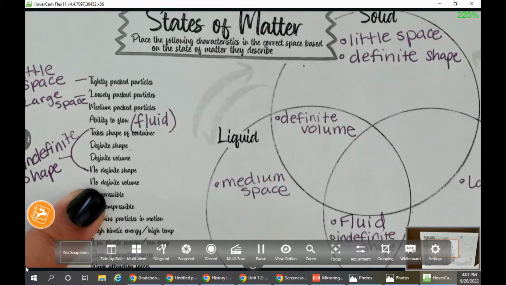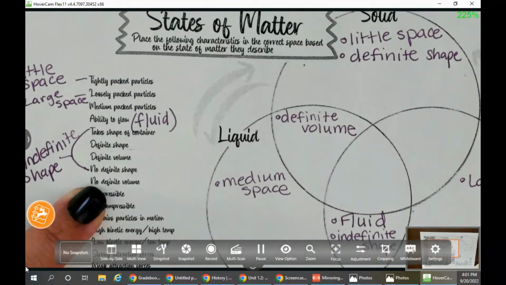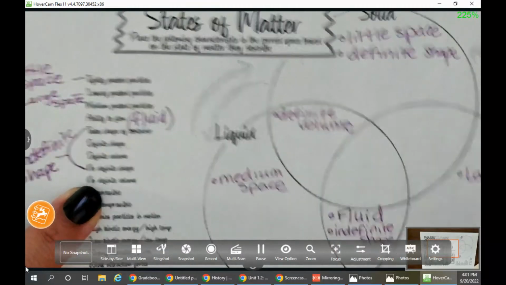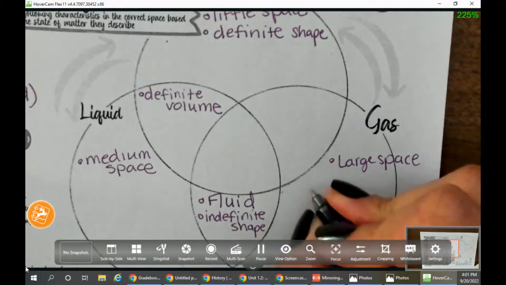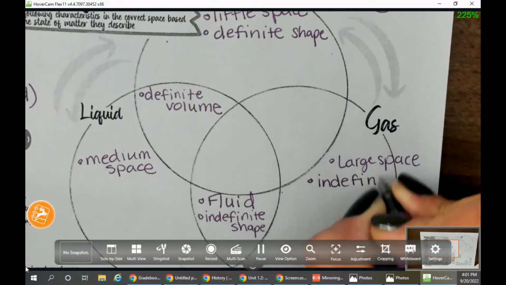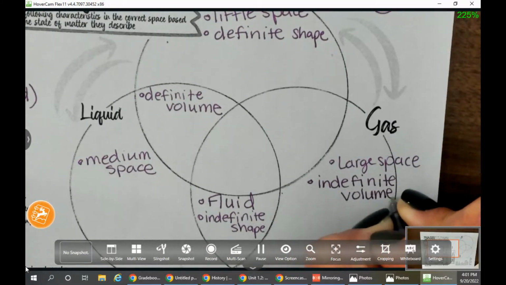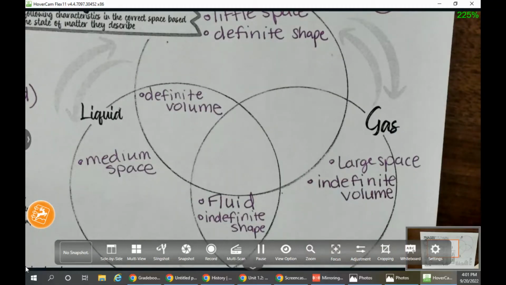All right. We're not going to worry about no definite shape. We already took care of that. So no definite volume. Who does not have a definite volume? Has to be gas. Yeah. So I'm just going to scooch this over. And I'm going to say indefinite volume. Okay.